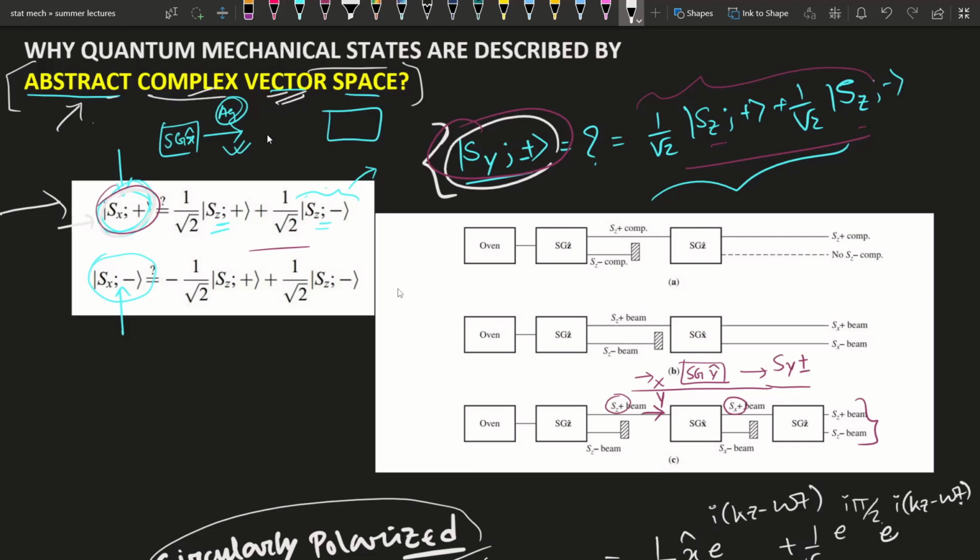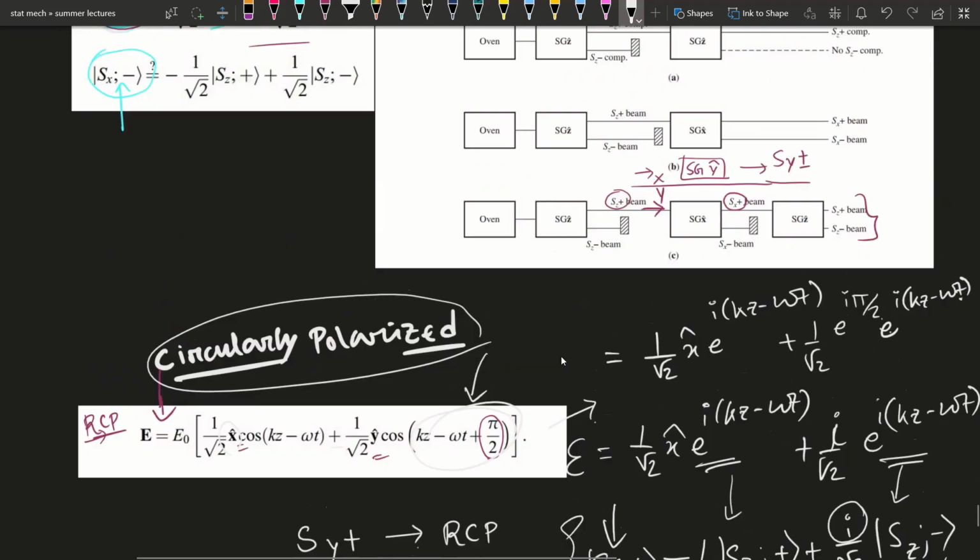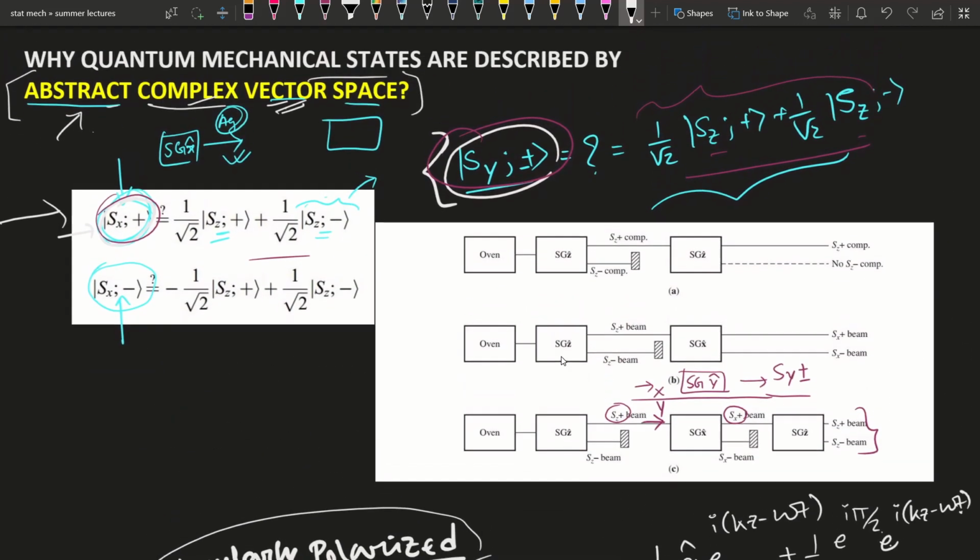So that is all for today's video. I hope you have understood the concept of the abstract complex vector space coming into the picture all over quantum mechanics.